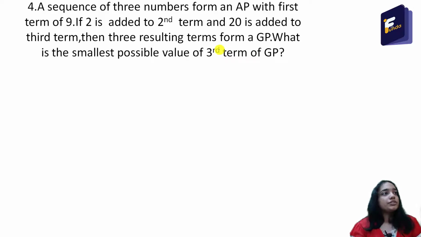The next question is: a sequence of 3 numbers forms an AP with first term 9. If 2 is added to the second term and 20 is added to the third term, then the 3 resulting terms form a GP. What is the smallest possible value of the third term of the GP?